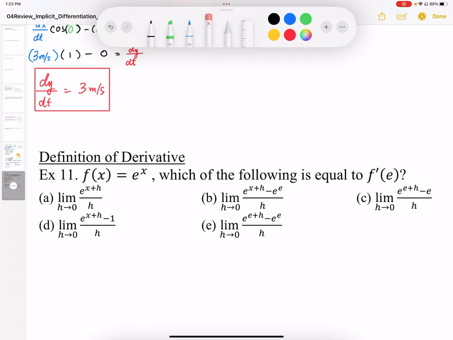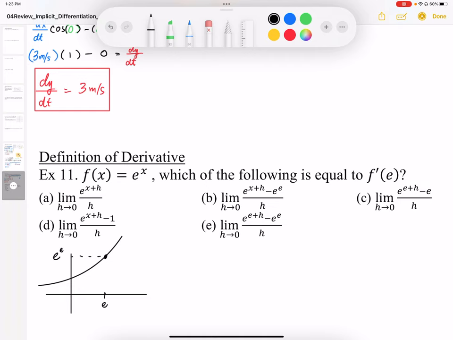This problem involves the definition of derivative. So we've been given an f function as e to the x, and we need a limit expression equal to f prime of e. And these are going to be using the definition of the derivative. So we have to think of what this might look like. So we have our e function. It's going to go through like that. We have some point at e. Okay, so this is going to be e to the power e.